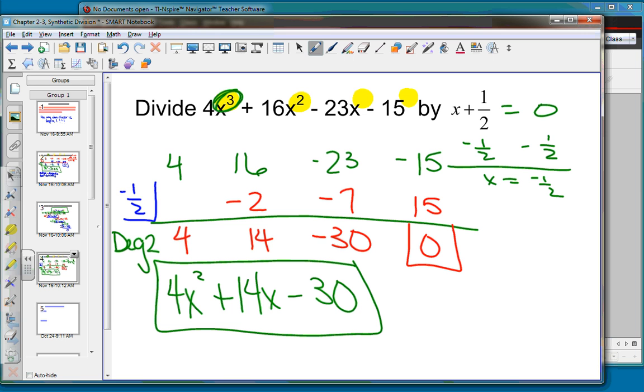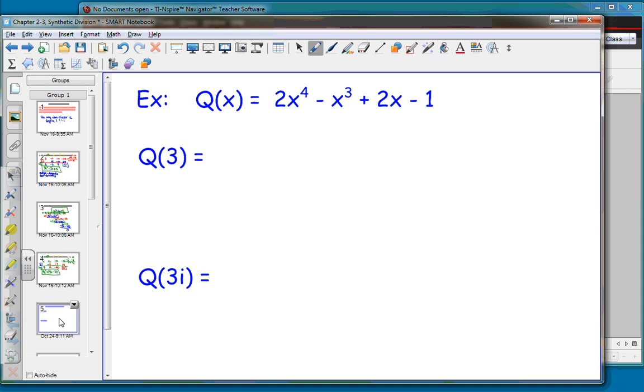If your highest exponent was degree 4, then your next one, once you do synthetic division, would be 3. If my highest exponent was a 10, Morgan, what would my synthetic division degree be? 9. Thank you. Making sure you're paying attention. You always have to do synthetic division, but here's something beautiful about synthetic division.